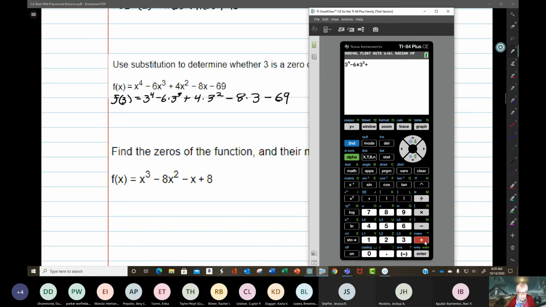Plus 4 times 3 caret 2. I didn't have to do that. There's a squared key, and I would not have had to come back down, but since I used the caret, I've got to hit the come down button. And then minus 8 times 3.